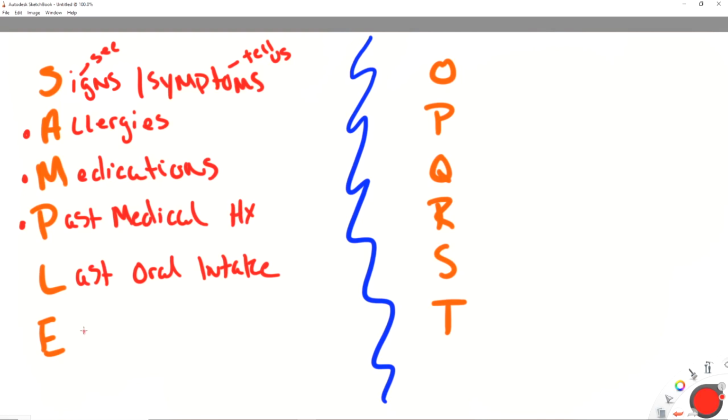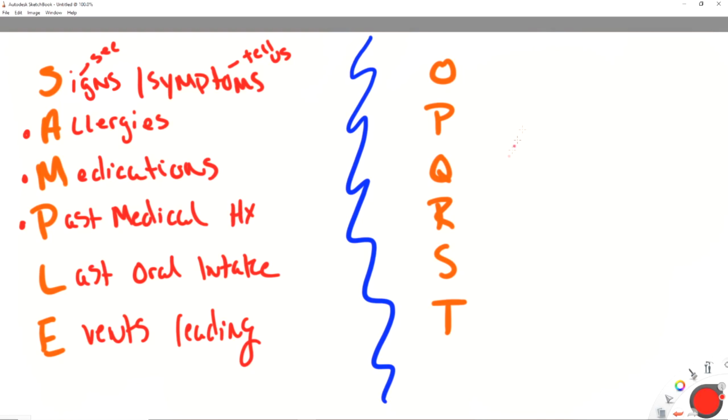And the last thing for SAMPLE is the events leading. This is specifically leading up to the complaint that they're having. So were they raking leaves prior to them starting having the chest pressure?